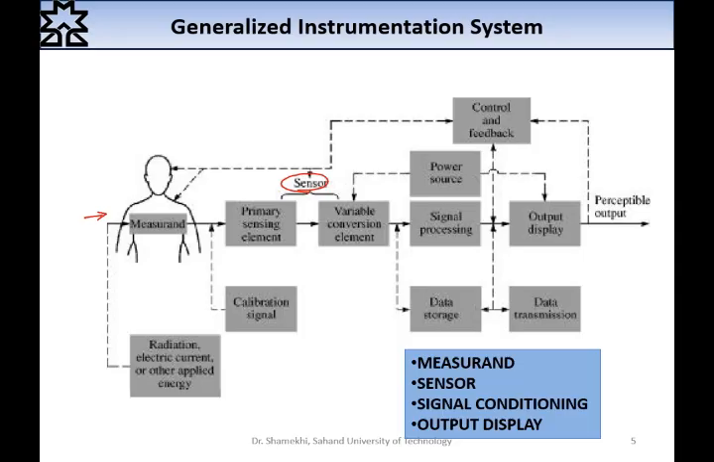Also, you can see some other parts like calibration signal, data storage and data transmission, and also control and feedback. Control and feedback are used for some parameters like pressure and temperature. For example, we want to control the pressure of the blood using some medicine. Also control of the blood sugar. We measure it and we control it.